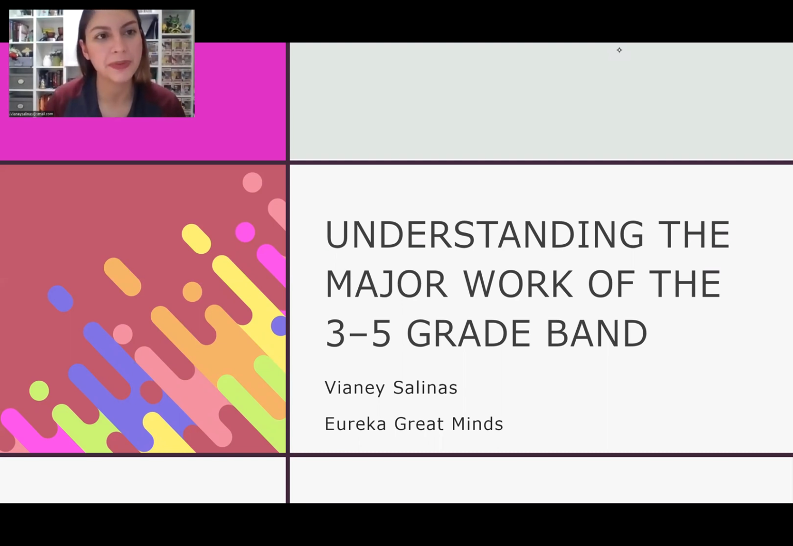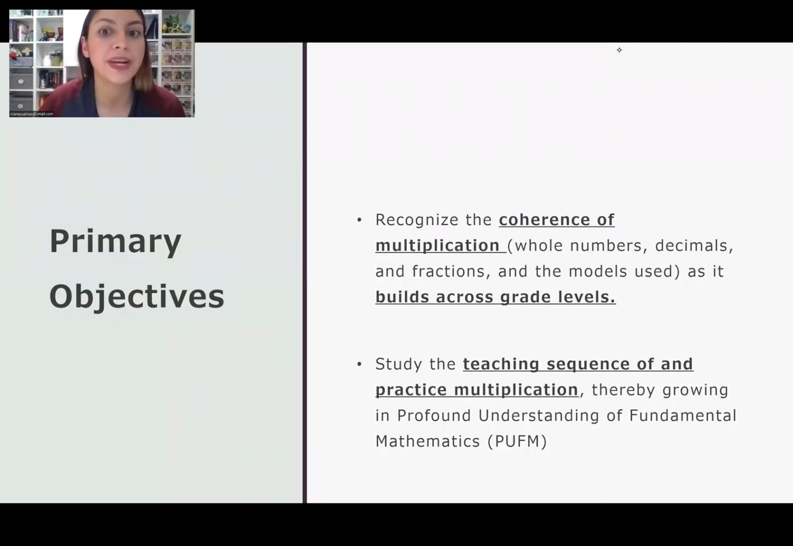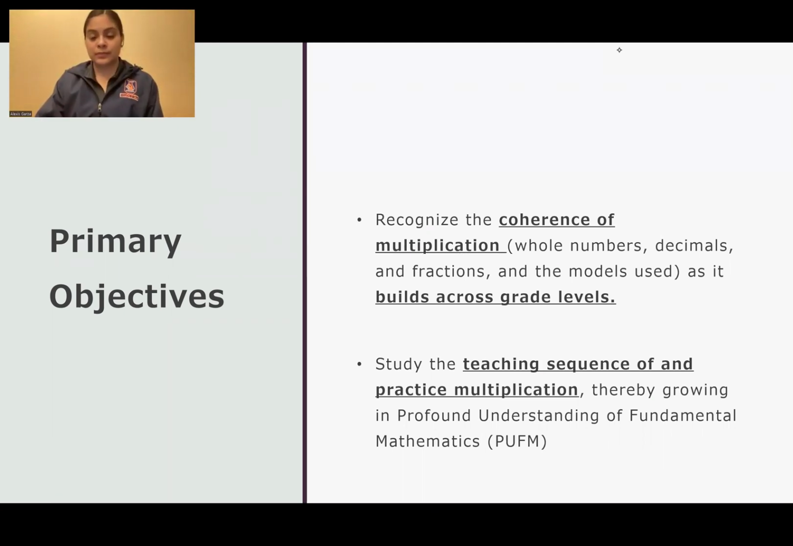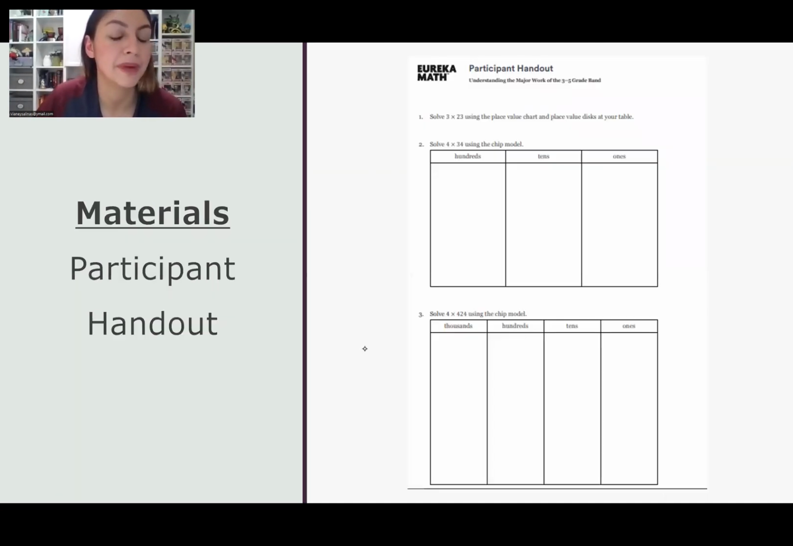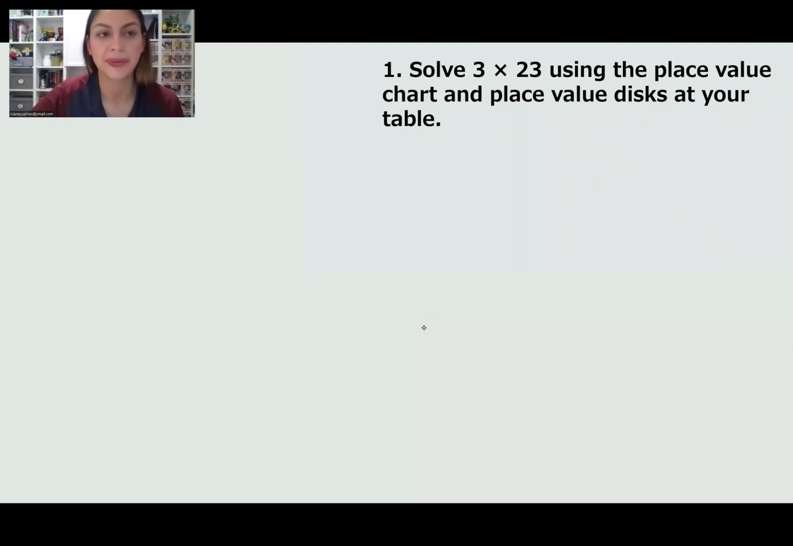Our session today is going to be on understanding the major work of the 3rd through 5th grade band in Eureka Great Minds. Our objectives are to recognize the coherence of multiplication as it builds across grade levels. We're going to be studying the teaching sequence and practicing multiplication, thereby growing our profound understanding of fundamental mathematics, our PUFM. You should have a participant handout, a place value chart, and our place value discs. Please make sure that we have all our materials as we are about to get started.